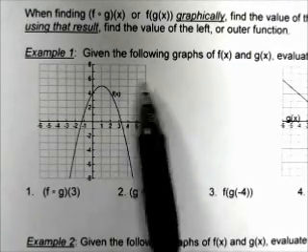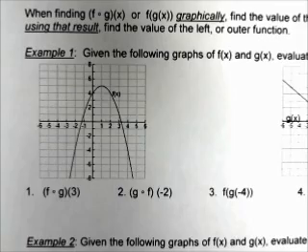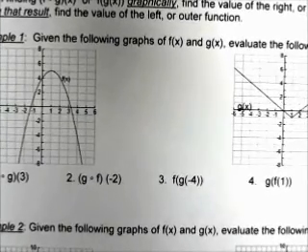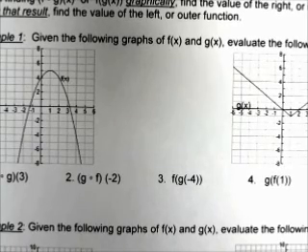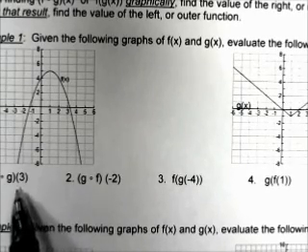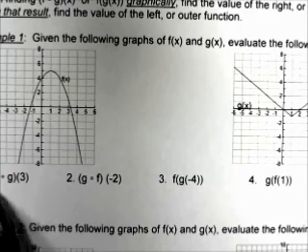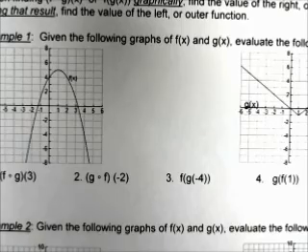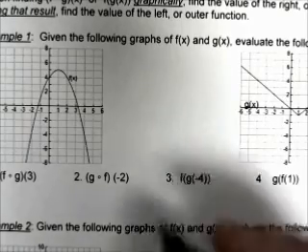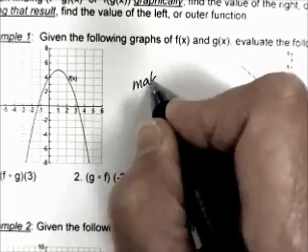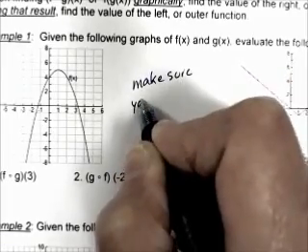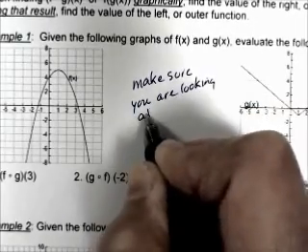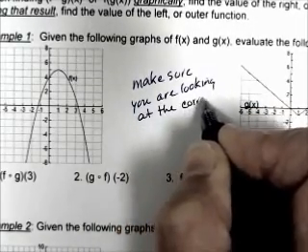So we have here in example 1, given the following graphs of f of x and g of x, evaluate the following compositions. Okay, you need to be able to see both of these graphs. For number 1, we want to evaluate f of g of 3. Well, the key here is make sure you are looking at the correct function, the correct graph.